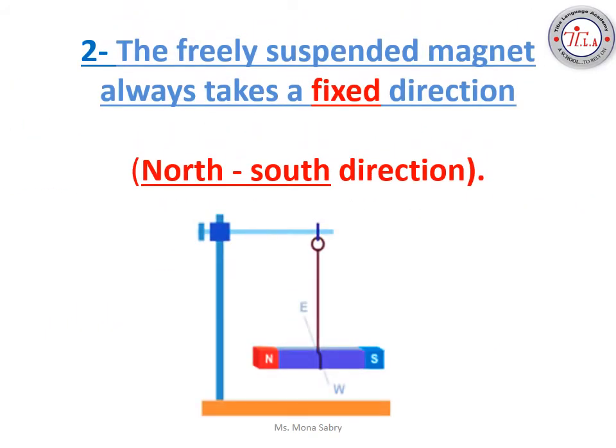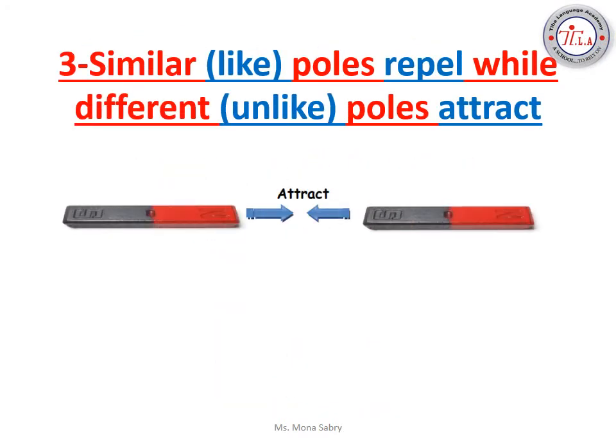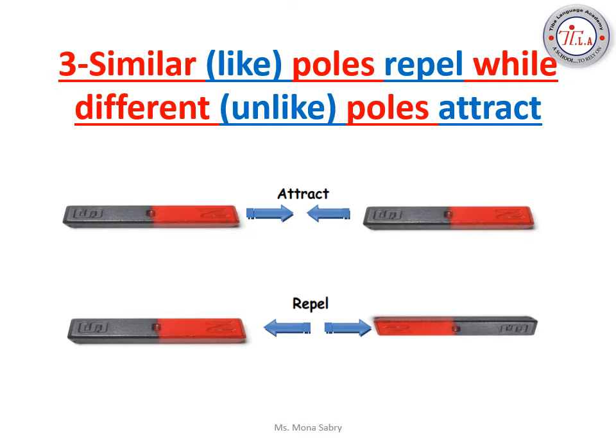The second property of a magnet: the freely suspended magnet always takes a fixed direction, north-south direction. The north pole of the magnet points to the north direction of the earth, and the south pole of the magnet points to the south pole of the earth. The third property of a magnet: similar poles repel each other, while different or unlike poles attract each other.